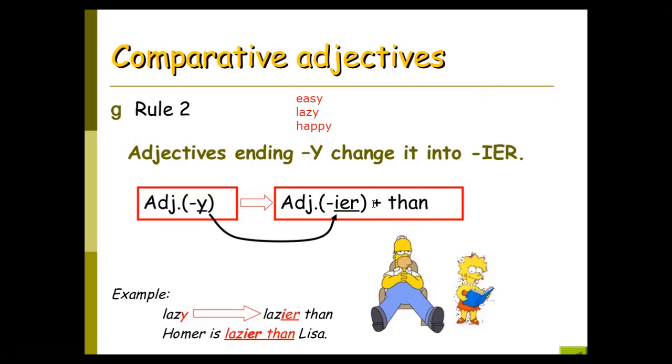I will add er and than, but I will change the y and put an i instead of it, and then I add the er. Easy becomes easier than, lazy becomes lazier than, and happy becomes happier than. So lazy, this is why I change it to i and add er than. Lazy, lazier than. Homer is lazier than Lisa. Okay, Miss, this is for the y.